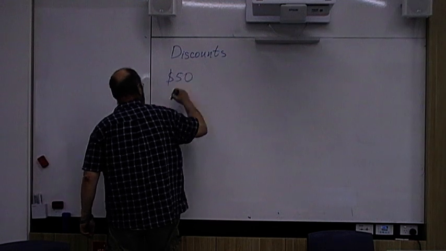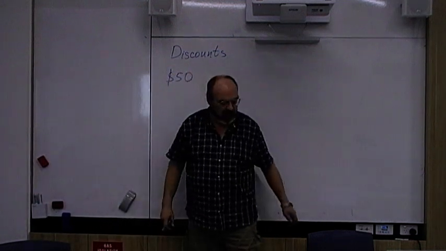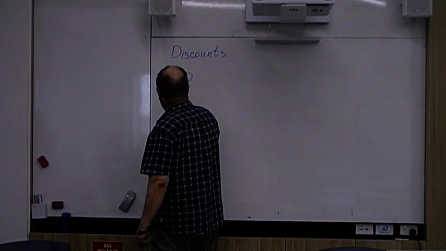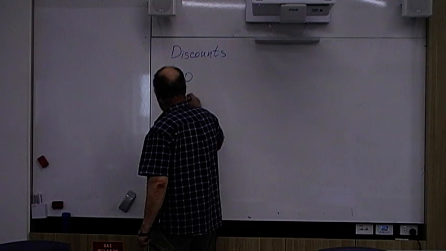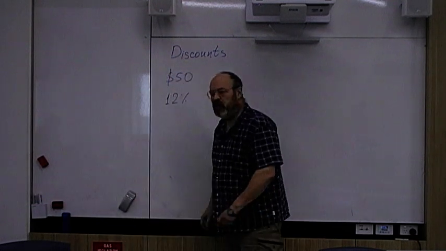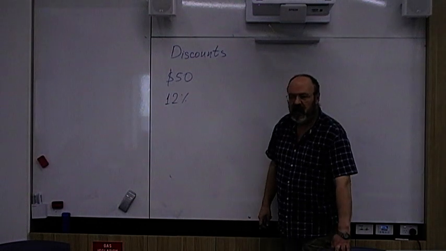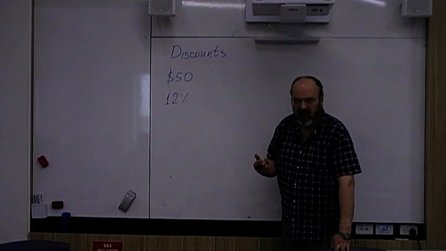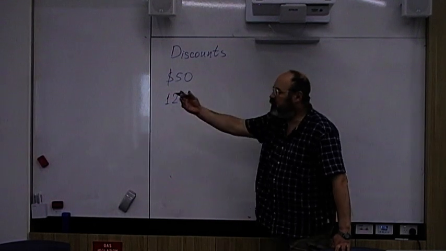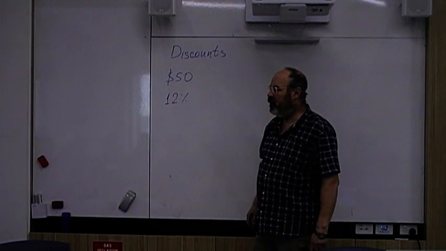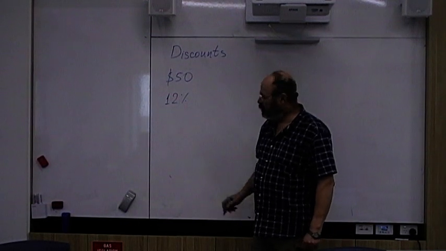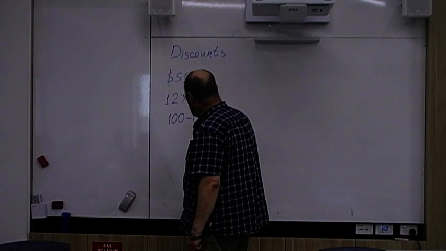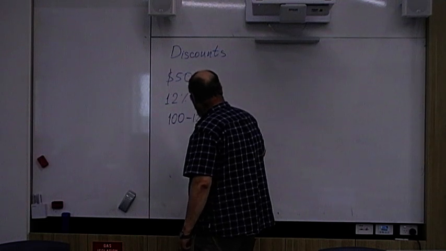Cost $50. And it is going on sale with a discount of 12%. What will be the sale price after the discount of 12%? How do we find it? We need to decrease it by 12%. Yes, we find how many percent that will be now. 100 minus 12 equals 88%.